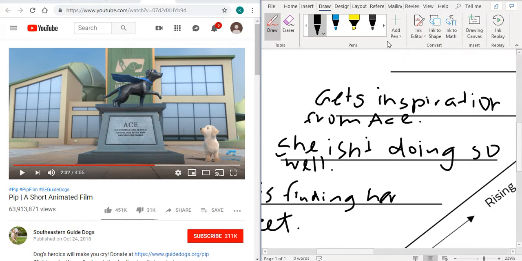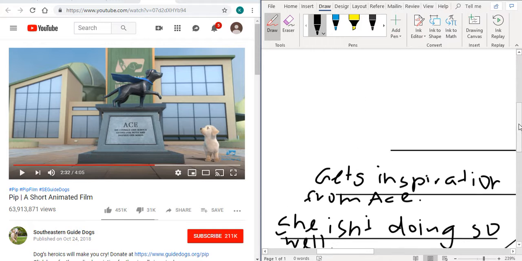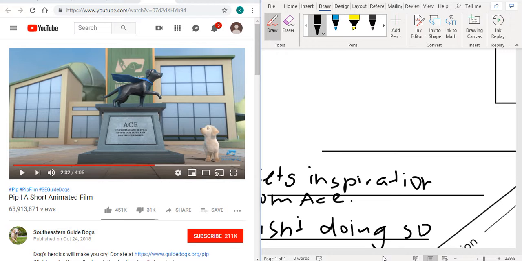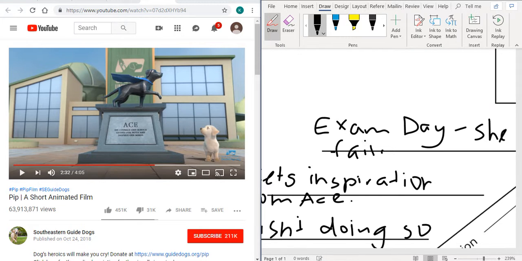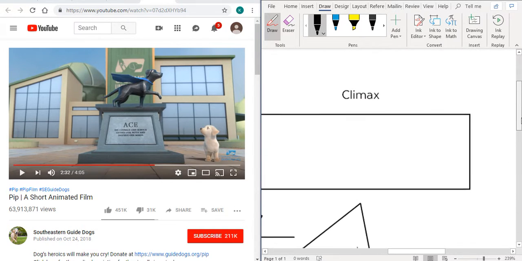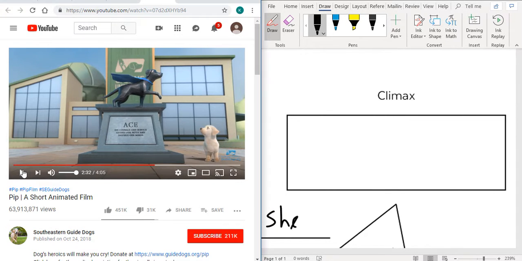And then it comes to the exam day. And because she's kicked out, so I guess she fails. She fails. Alright, so that's the top of our rising action. So now we're up to the part of our conflict in the story. So, the climax of the story. So we're going to see what happens.